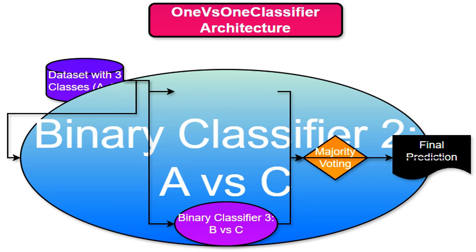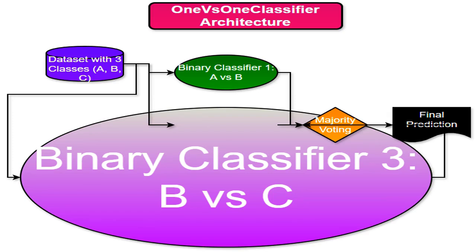Similar to the first one, but now this classifier is trained to differentiate between Class A and Class C. It learns the unique features that separate these two classes. This classifier tackles the final pairwise comparison, Class B versus Class C. It focuses on learning the distinguishing features for these two classes.